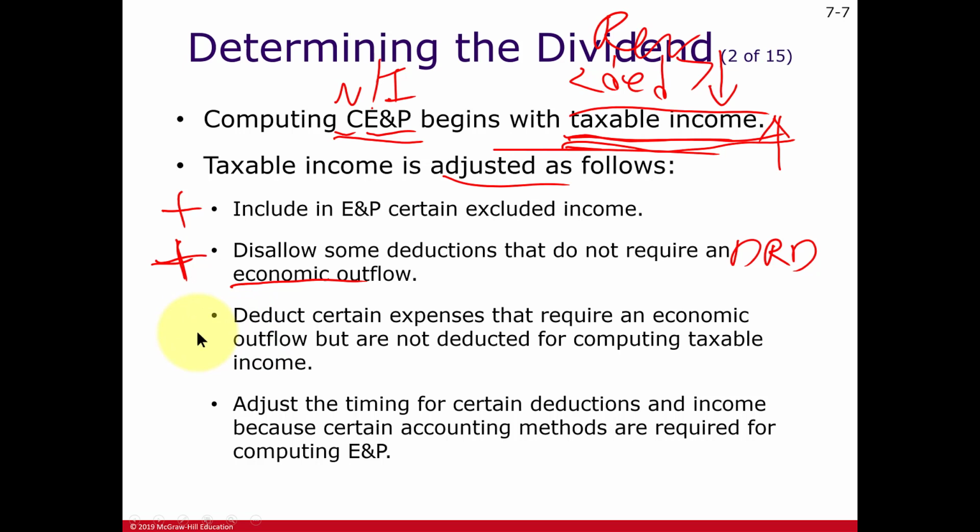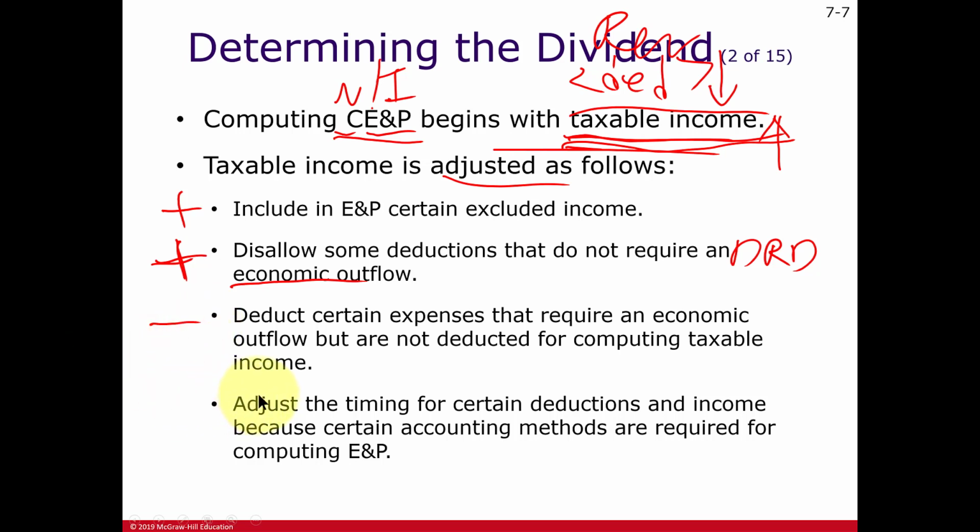Here it says deductions, certain expenses that require economic outflow. That means money is eventually being spent, but you weren't able to deduct it to get to taxable income. So that's subtracted out to make the taxable income smaller.